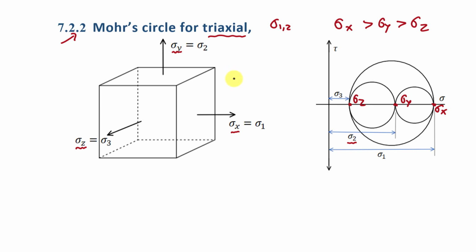Fine. So I hope that you understand how to draw the Mohr circle for different types of biaxial loading condition that we have discussed in this video. If you understand these examples, then after that it will be easy for you to draw the Mohr circle for any type of loading condition.